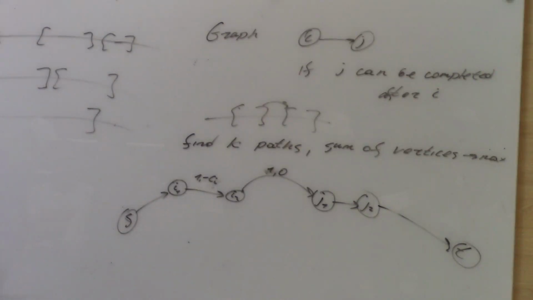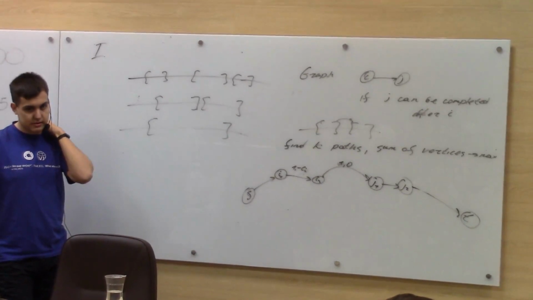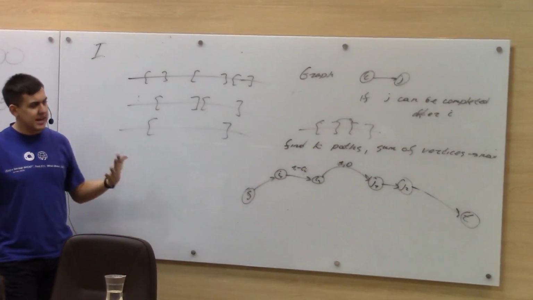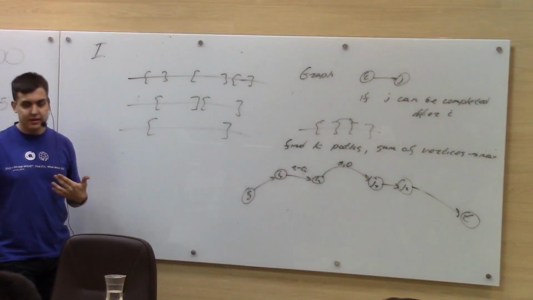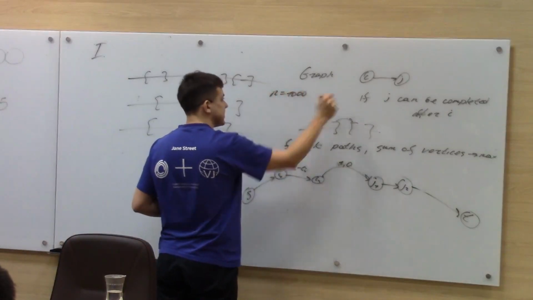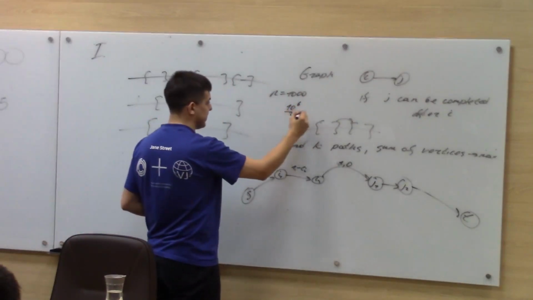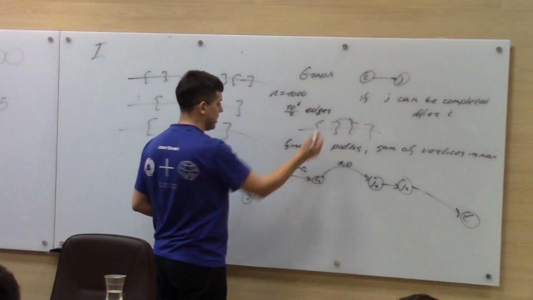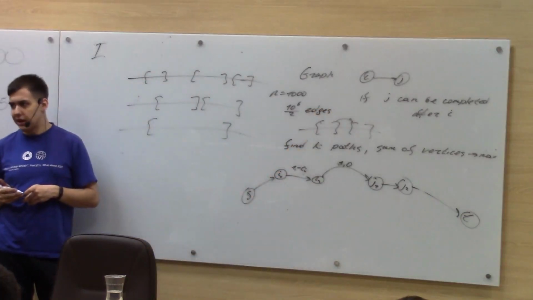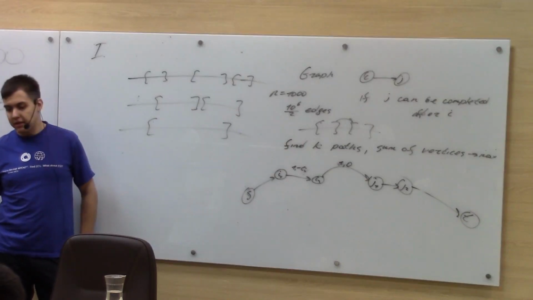Okay, so is this it? This looks like too many edges, right? So in this graph we had n equal to 1,000. So this will give us about 1 million divided by 2 edges, and even more. So this looks like a lot, right? So just finding one path is too slow.